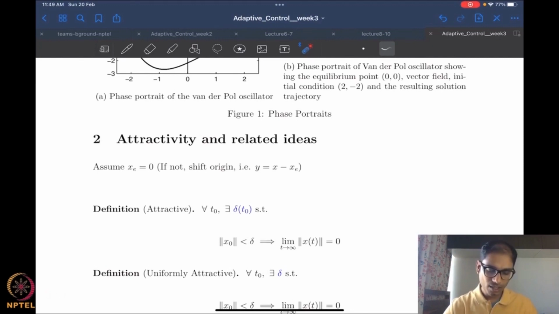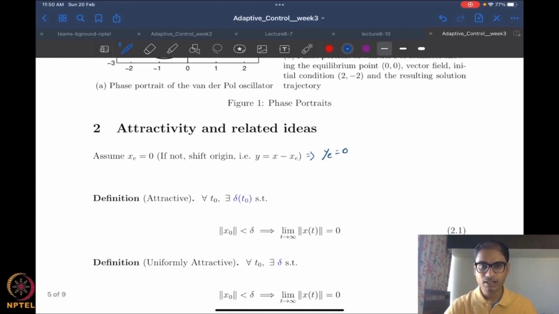So in order to talk about attractivity, what I do is I assume that my equilibrium is in fact at the origin. It's not such a difficult assumption to satisfy. If this does not happen, I simply do a change of coordinates such as this, and once I do this change of coordinates, it will become evident to you that the equilibrium in these y coordinates is in fact the origin. This is just to make our notation easy, and it's very standard practice.